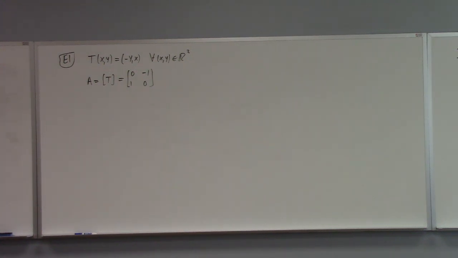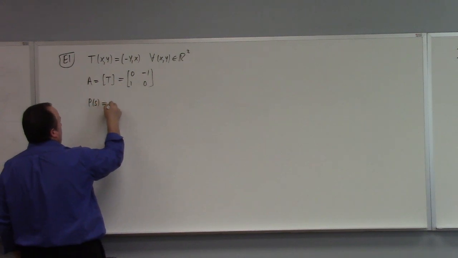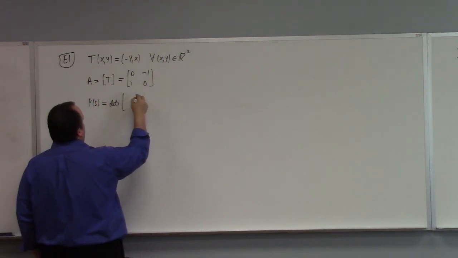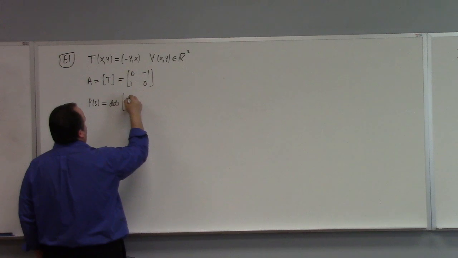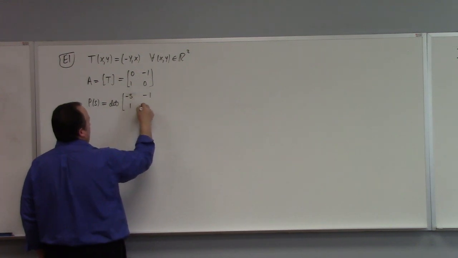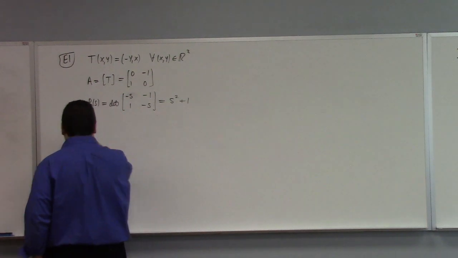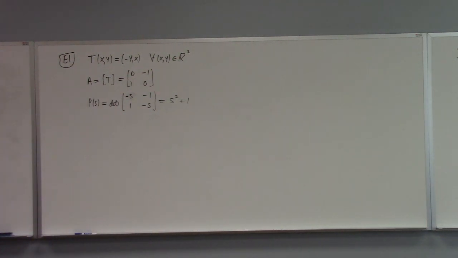Sorry. So what's the characteristic polynomial in this case? P of S would be the determinant of A minus lambda S, which is minus, oh my bad, my lambdas are showing, minus S minus 1, 1 minus S, which I think is S squared plus 1. So the characteristic polynomial for this 2 by 2 matrix is S squared plus 1. Does this matrix have any eigenvalues?